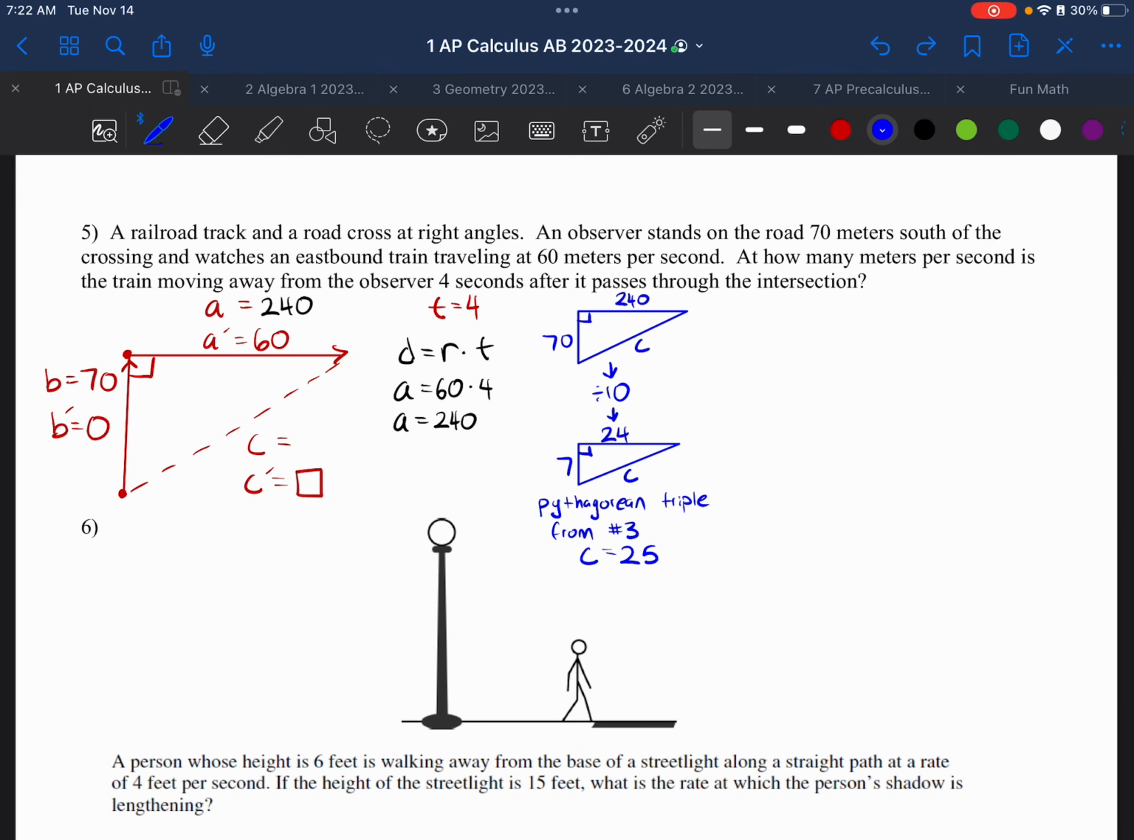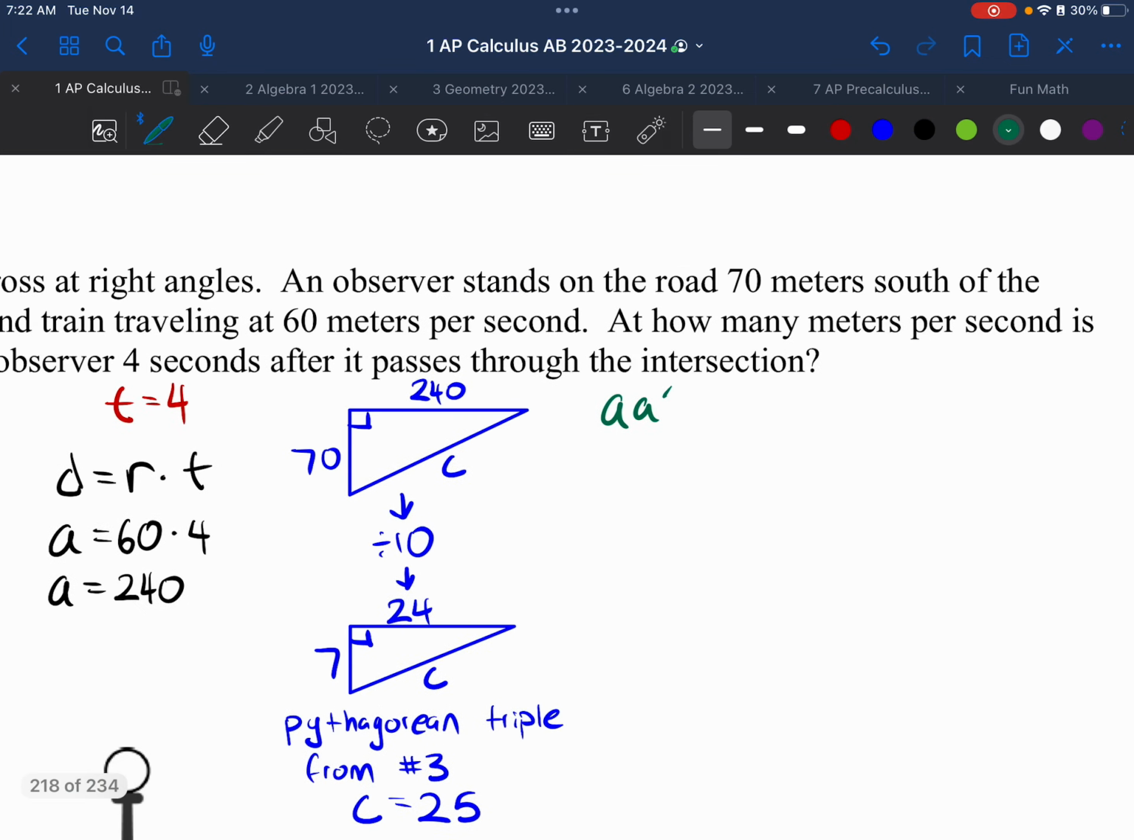Ooh, better handwriting. And then we just need to solve. Okay, so these guys are kind of large, but we'll try it. So here we go. I'm going to say A prime, zoom in here so my handwriting looks better when I zoom back out. A prime plus B prime is equal to C prime.